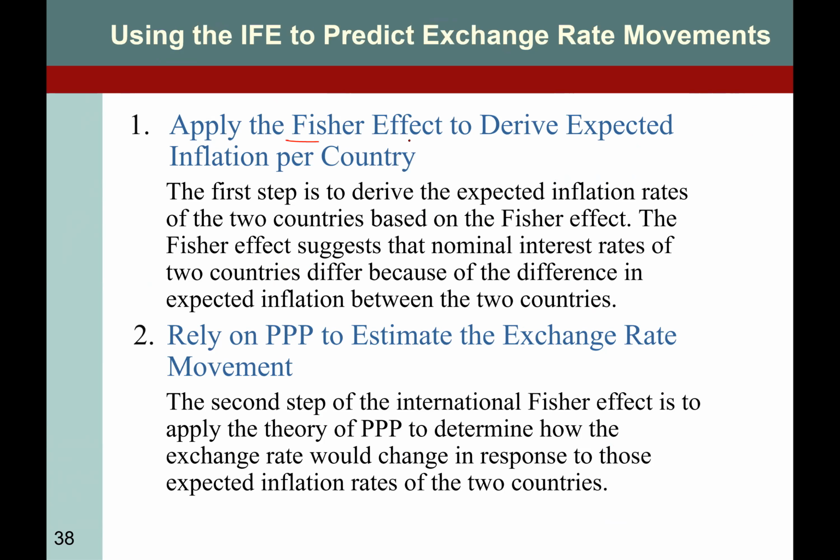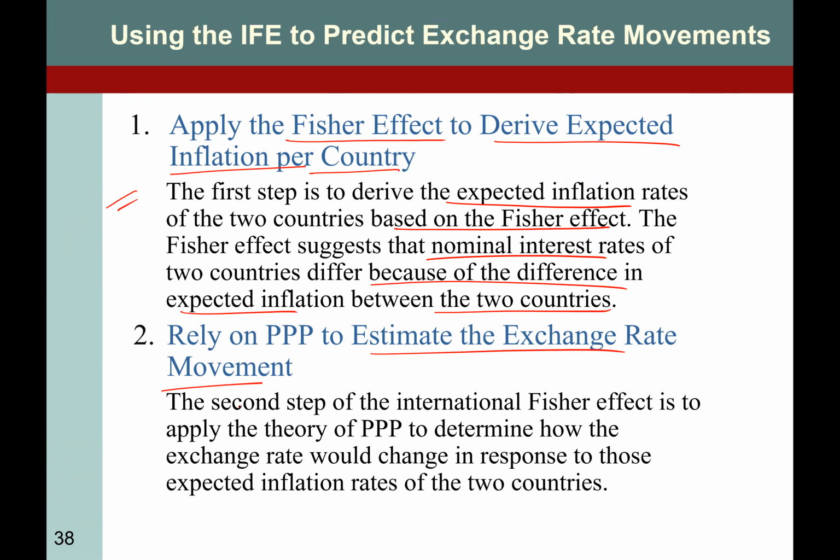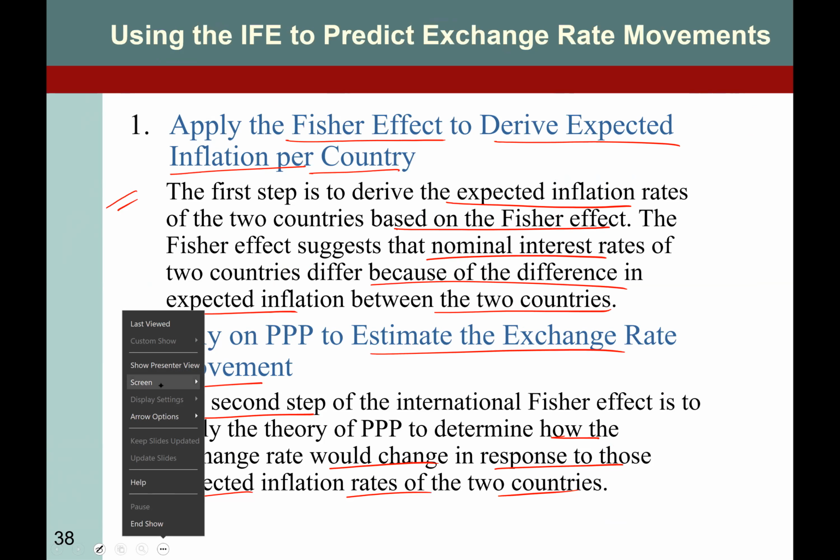So apply the Fisher effect to derive expected inflation per country. Let's talk about this. The first step is to derive the expected inflation rate of the two countries based on the Fisher effect. The Fisher effect suggests that the nominal interest rates of two countries differ because of expected inflation between the two countries. Then, relying on PPP to estimate the exchange rate movement, the second step is you apply the theory to determine how the exchange rate would change in response to the expected inflation between the two countries. So how can you apply it?